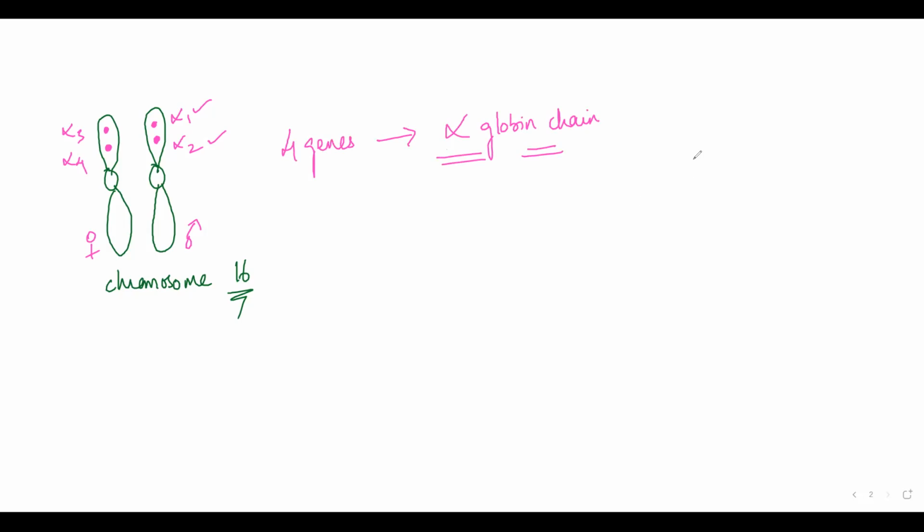In normal adults we are going to have 2 alpha chains and 2 beta chains. So how many genes are responsible for these 2 alpha chains? It is 4 genes, a pair from your mother as well as a pair from your father, on the 16th chromosome. This is the normal one, called hemoglobin A type, which is the adult type, right?